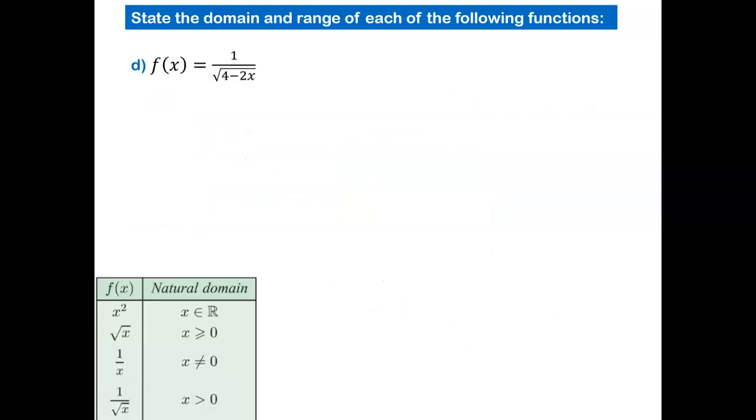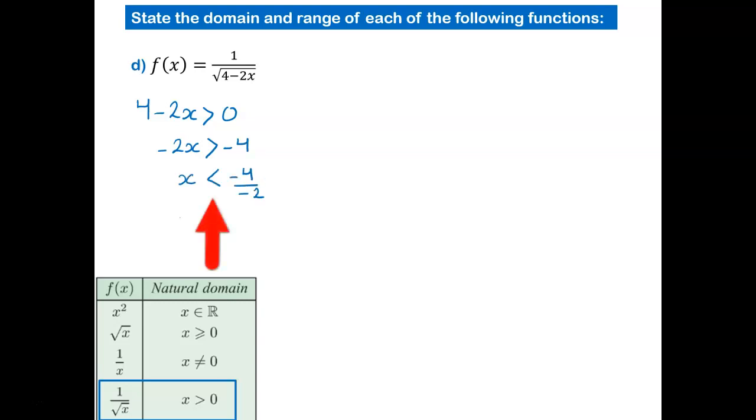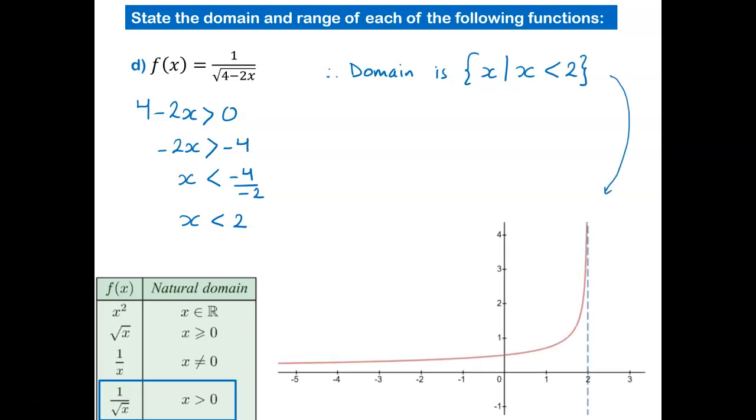Last example. In this case, we have a square root appearing in the denominator, which means that 4 minus 2x has to be greater than 0. So we proceed to solve the inequality, in this case, solve for x. And as you can see, in this step, we're dividing by a negative. Notice how the direction of the inequality changed, which means that x has to be less than 2. In other words, the domain is x such that x is less than 2. Notice the graph here, x equal to 2 is a vertical asymptote. Notice that the function does not exist for values of x that are greater than 2.